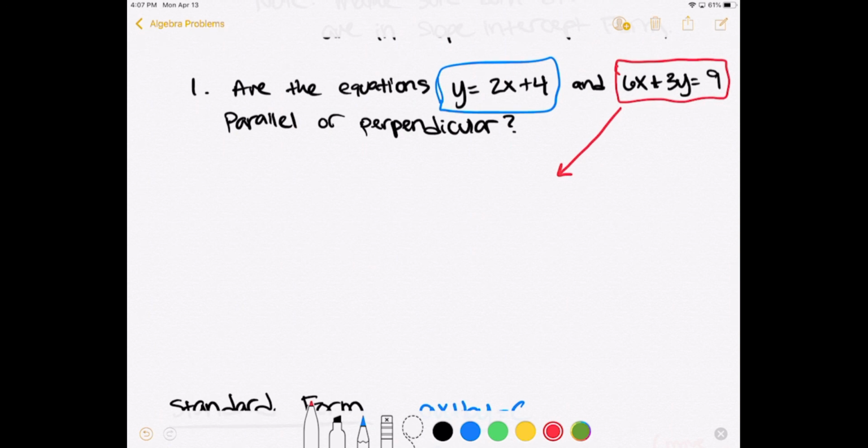Slope-intercept form means the only thing that can be on the left side is the y. It's got to say y equals mx plus b. So in this case, I've got to move the 6x to the other side because the x has got to be on the right. Don't try to combine.